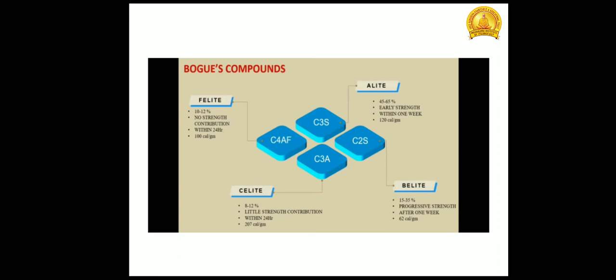The next one is C2S, dicalcium silicate. This dicalcium silicate is also known as belite, and it has a composition of 15 to 35%. It is responsible for the later strength, that means the progressive strength, and this strength is acquired after 1 week of placement. 62 calories per gram of heat can be evolved from it after this reaction.